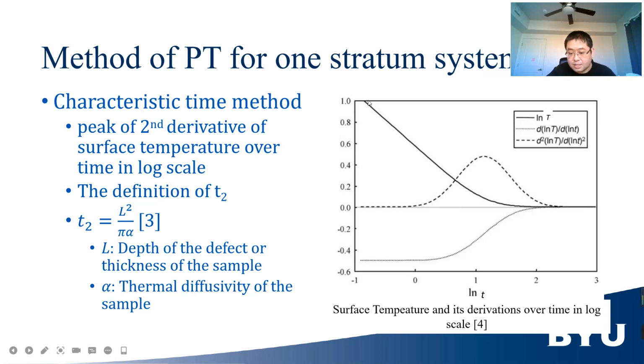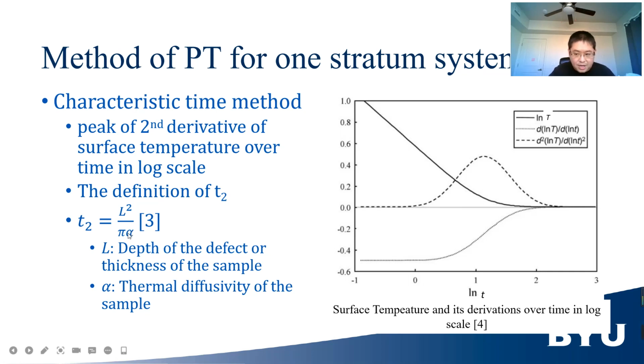Let's see this figure. The solid line is the surface temperature in log scale over log time, this dashed line is the first derivative of surface temperature in log scale, and this is the second derivative in log scale. We should notice this small peak near equilibrium, and this peak is called T2. The definition and its equation are here, which means that if we know the thermal diffusivity of the sample, we can know the depth of the defect.